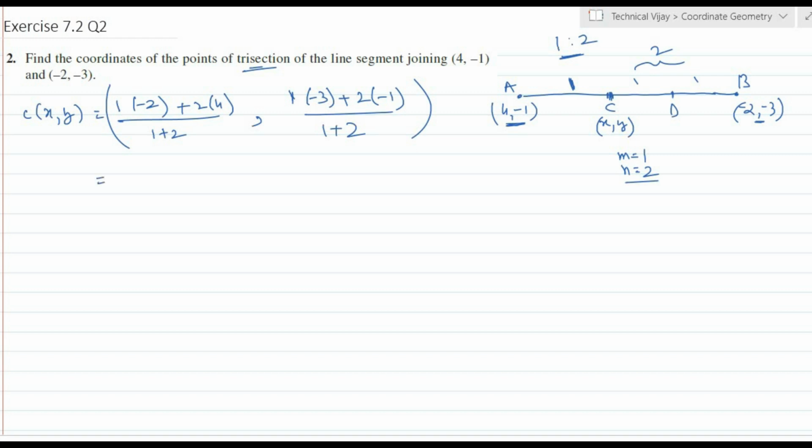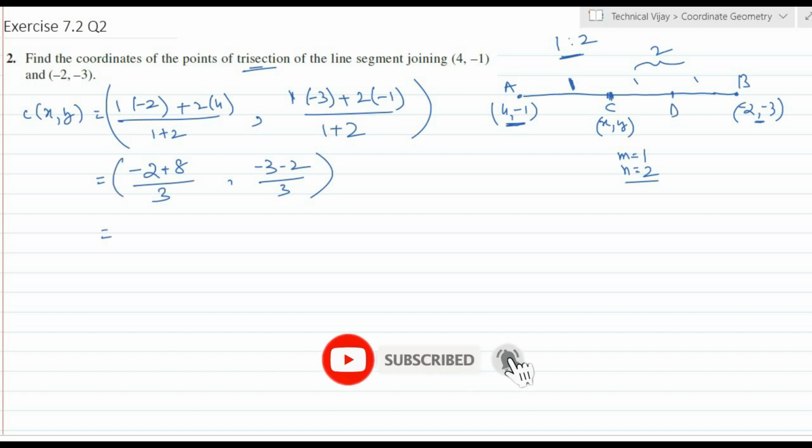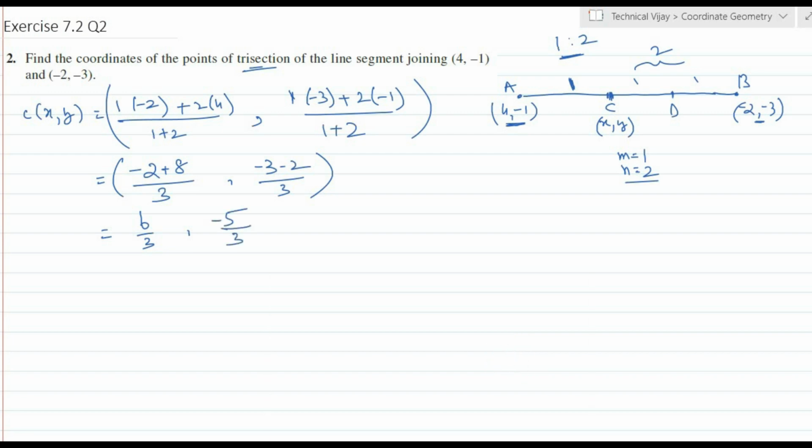So here we will solve this one: minus 2 plus 8 divided by 3, and here minus 3 minus 2 divided by 3. Okay, so 8 minus 2 is 6, divided by 3. Here minus 3 minus 2 means minus 5 divided by 3. You see here minus 3 into 1 is 3, minus 3, here minus 2. Like this, and this can be simplified: 3 ones are 3, 2s are... So 2 comma minus 5 by 3, this is one coordinate, that is C coordinates.